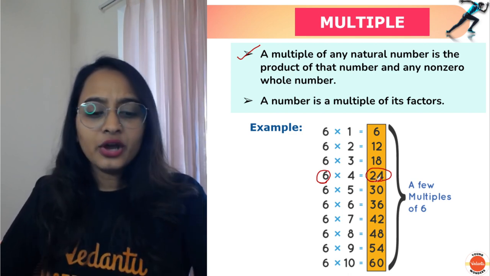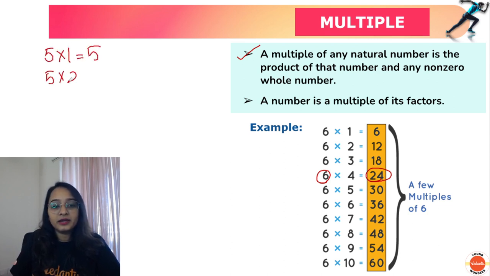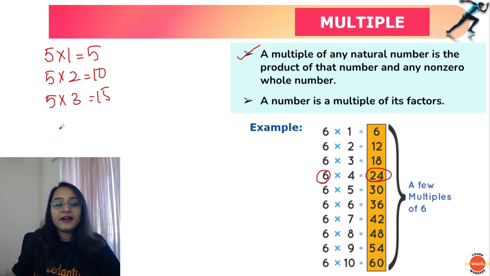Now, if I say write down the multiples of 5, you should start with 5 into 1, 5 multiplied with 2, 5 multiplied with 3, 5 multiplied with 4, and so on. The list keeps on going.